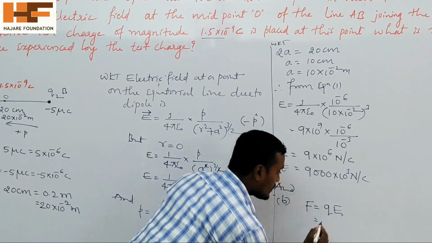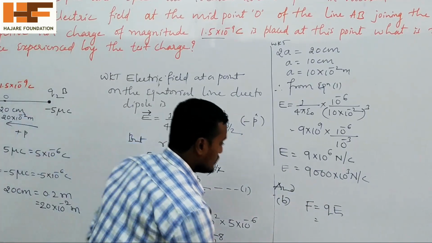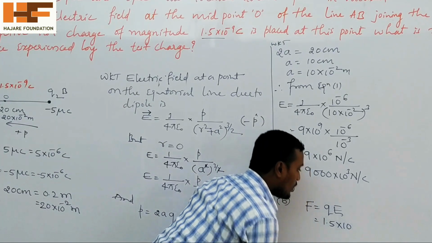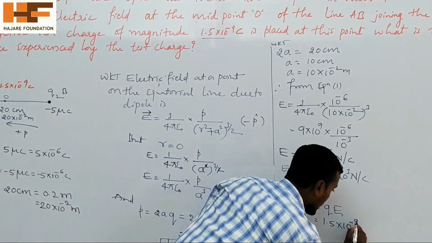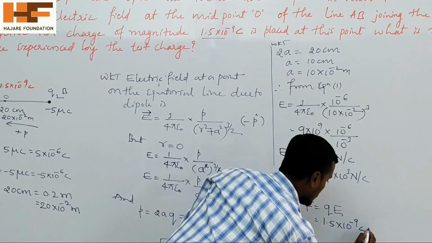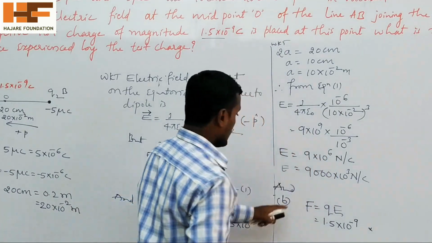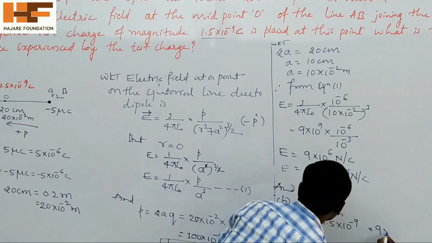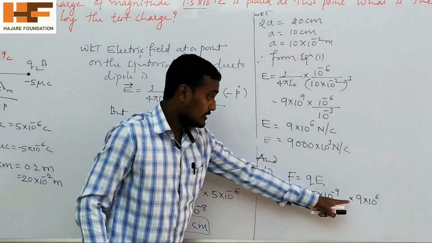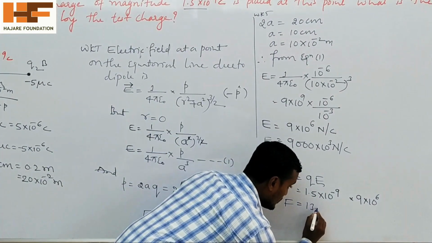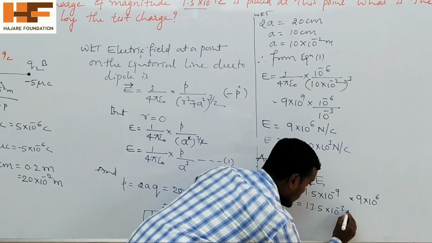Now, what is the charge Q? That is 1.5 into 10 to the power of minus 9 coulomb, into the electric field. What is the electric field? 9 into 10 to the power of 6. Okay, now F equals 1.5 into 9, that is 13.5, into 10 to the power of minus 9 plus 6. This is minus 3 Newton.